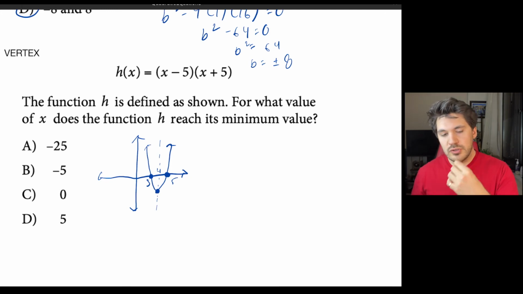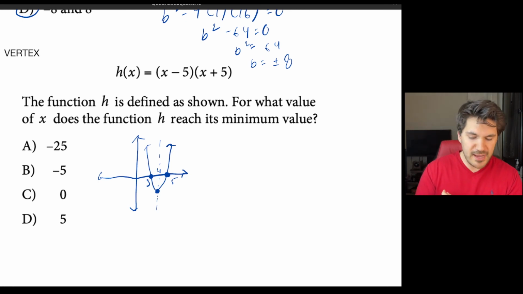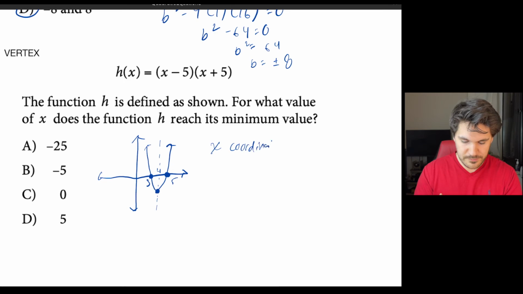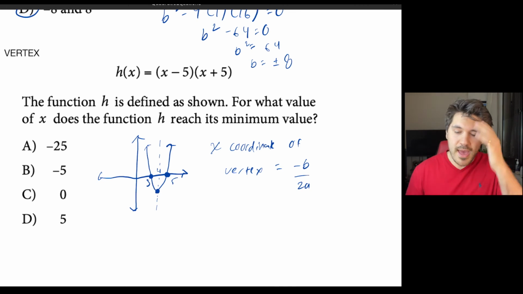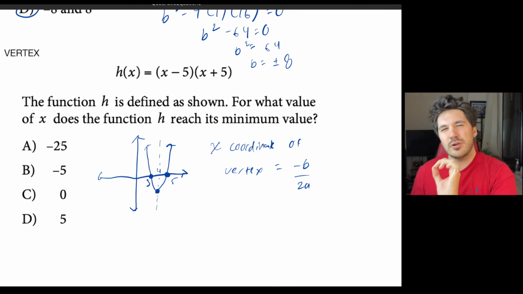Alternatively, you can use a formula to calculate the x-coordinate of the vertex. The x-coordinate of the vertex is simply equal to negative b over 2a. That's it. Easy as that. And if you want to get the y-coordinate of the vertex, simply plug the x-coordinate of the vertex back into the equation, and that's all you need to do.